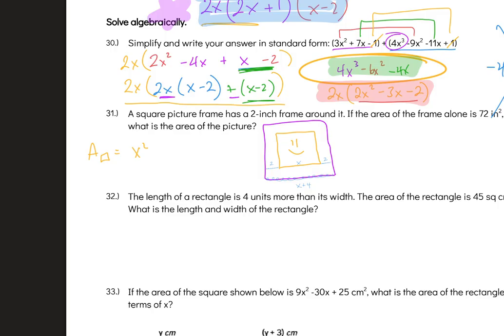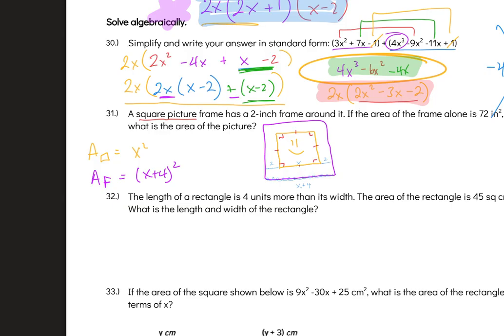The area of the frame, so I'm just going to call it AF, is x plus 4 squared. And if you're wondering how that is, well, this is a square picture, so all sides are congruent, all those angles are 90, that kind of thing.